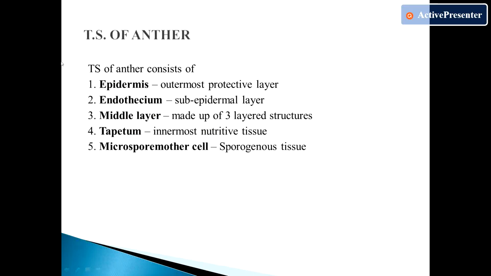The TS of anther, once more the diagram. Epidermis, outermost protective layer; endothecium, subepidermal layer; middle layer made up of 3 layered structure; tapetum, innermost nutritive tissue; microspore mother cell, or it is known as sporogenous tissue. Microspore mother cell is diploid. It undergoes meiotic division and produces haploid pollen grains. It is otherwise known as microspores.